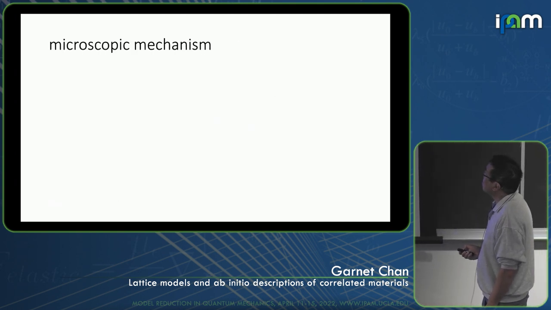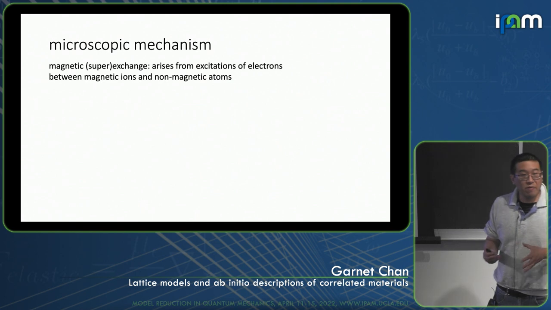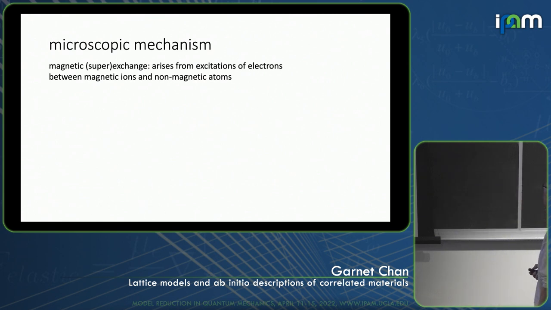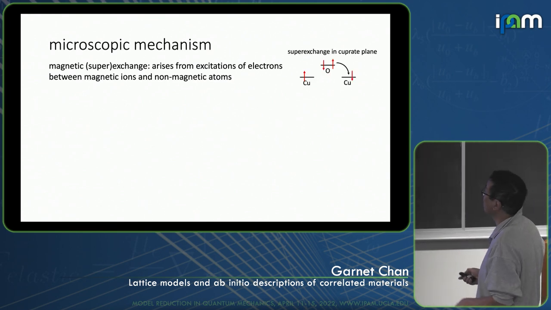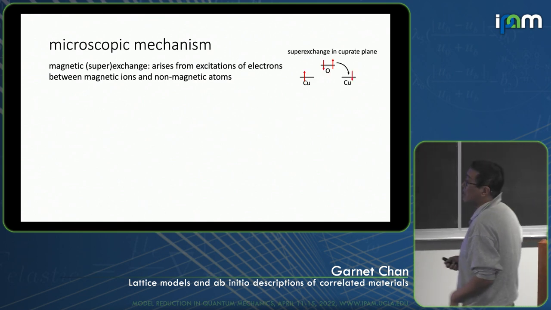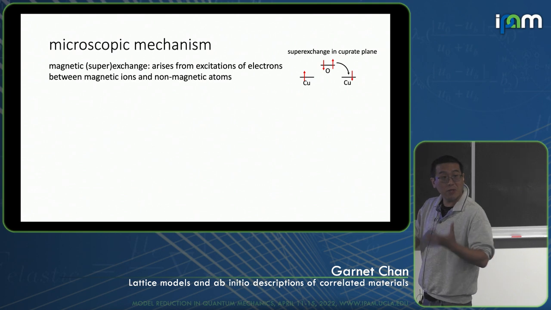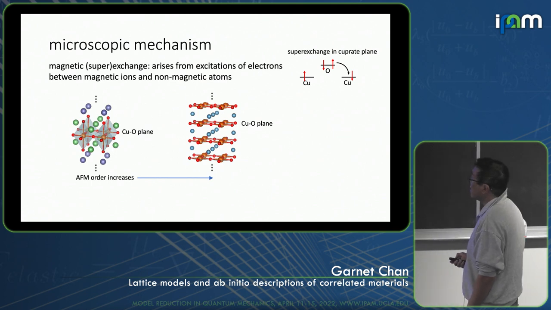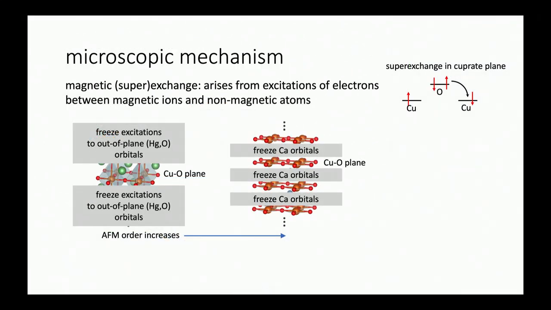And so what one can then try to do in the calculation is to turn these orbitals on and off, because you have complete control over all the electronic processes. And you know that the magnetic superexchange arises from excitations of the electrons between magnetic ions, the copper ions, and the non-magnetic atoms. This is a typical pathway. And presumably, these other atoms, mercury, these non-magnetic things, are participating somehow in the superexchange and giving this layer effect. So one can take these compounds and turn off all these outer plane orbitals. If you are an electronic structure person, you just turn off all the excitations there and see what happens.